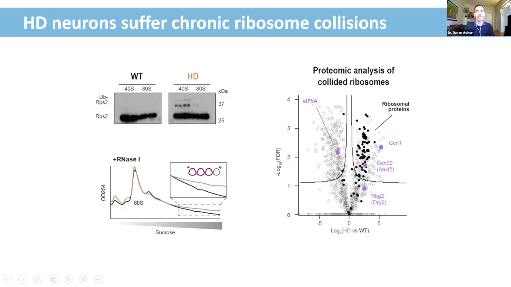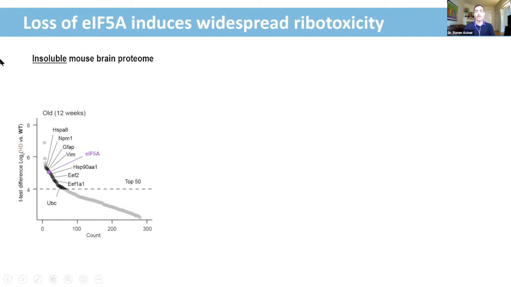Surprisingly, though, translation elongation factor EAF5A, which is normally a part of this complex, was depleted. But why is that? We looked at the soluble and insoluble brain proteome of wild-type and transgenic mice and found that EAF5A is sequestered in aggregates from HD mice.